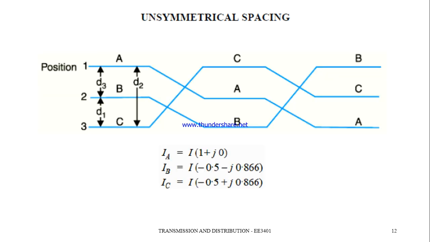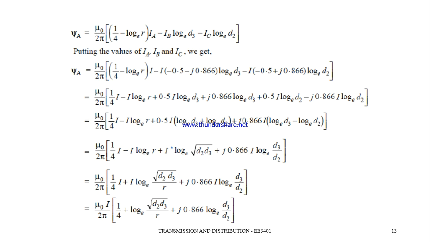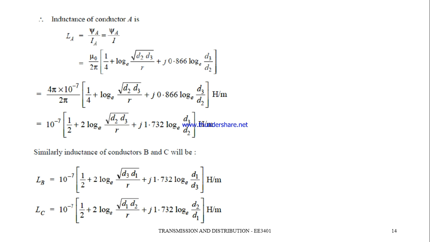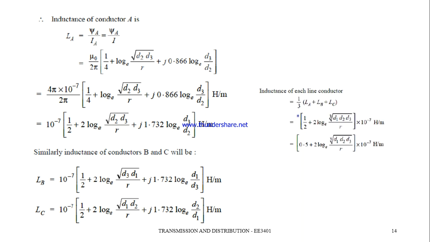And for symmetrical spacing, obviously we know the currents will be vectors, because they are separated by 120 degrees, I mean the phase difference. So when considering IA and IB, it is minus 120 degrees, and for IC, it is 120 degrees with respect to IA. And next we have to add all the 3 values. We will have psi A and LA value, LB value, LC value. Since 3 inductances are there, we have to take the average of it, and obviously we will get the inductance of each line conductor as per the equation.